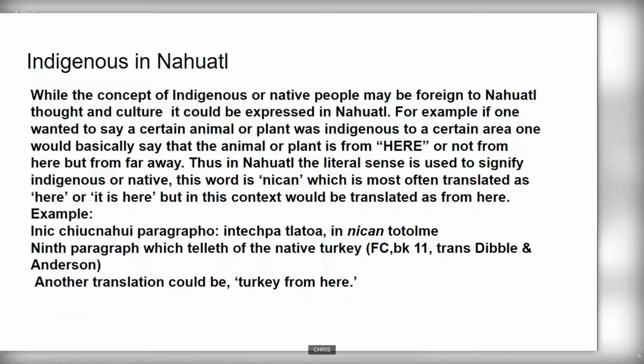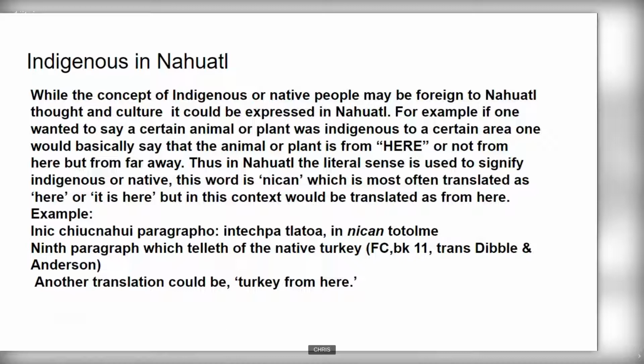Here's an example from the Florentine Codex. I'm just going to read the second part. Intechpa tlatoa inikantotolme, which loosely translates as which telleth of the native Turkey, or which talks about the Turkey from here. The word totolme or totolin also was utilized to talk about the chicken or the European, which came with the Europeans, or the European hen. So here they're making this distinction between the European chicken and the domesticated turkey, which is referred to as totolin.